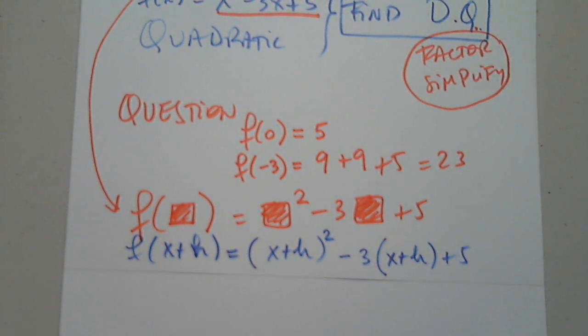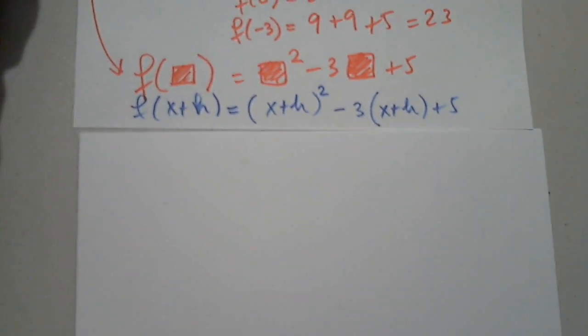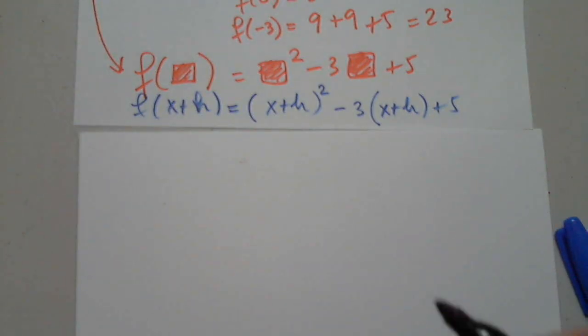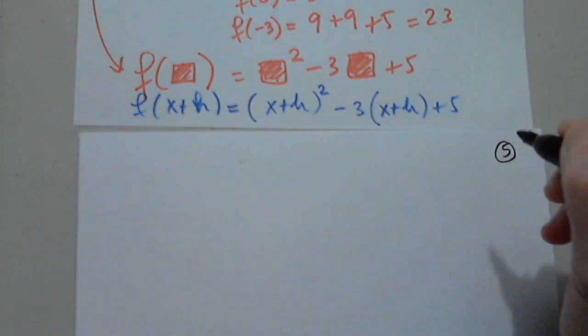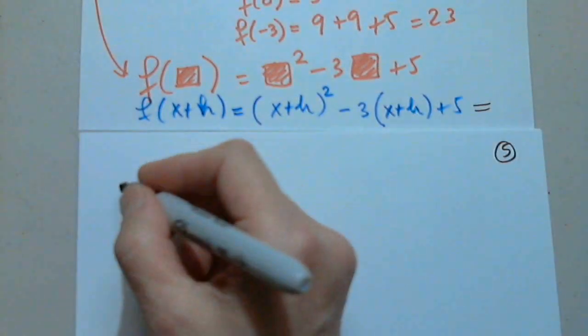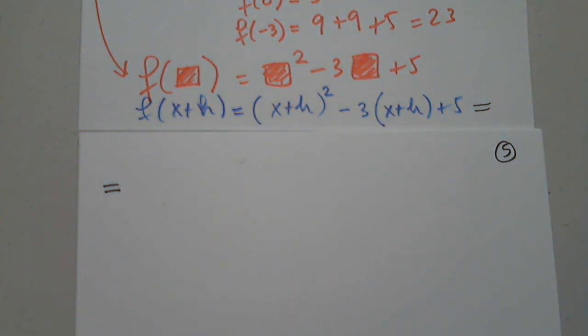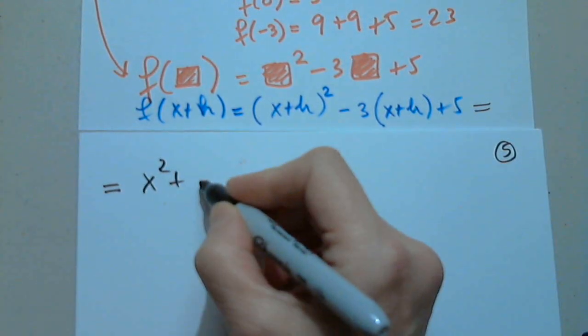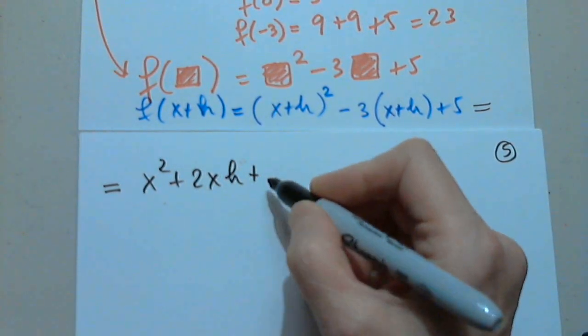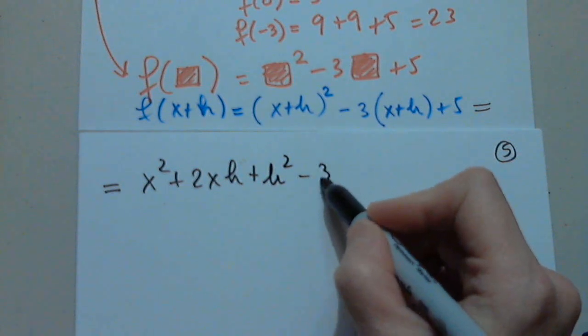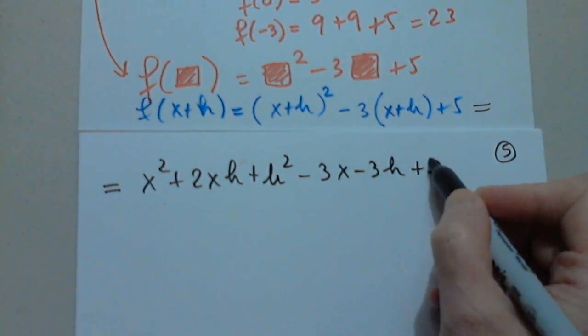That's all I needed. Now, we discussed this last time. How many terms do I get when I square a binomial? Yes. Can anyone give us those 3 terms? Anyone else, please? It's okay if you're wrong. I just want to hear you say something. Is it x squared plus 2xh plus h squared? Thank you. Brilliant. Minus 3x minus 3h plus 5.